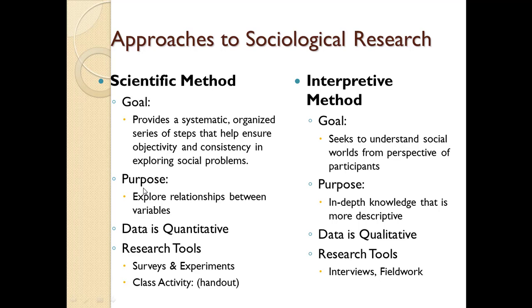The purpose of the scientific approach is really to explore the relationship between variables. Now, if you've taken a stats class, I can probably hear your skin crawling right now, but we'll try to keep it short and painless in terms of discussing variables. Data in the scientific method is generally expressed in a quantitative way. I'm going to have you watch a little video on that. And then research tools. How do we actually go get data in the scientific approach? We use surveys and experiments, and we're going to do a little class activity to help that make more sense. So again, we'll focus on the interpretive method in video number 3.